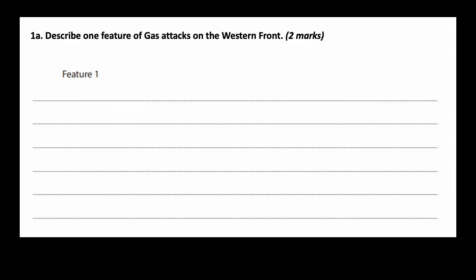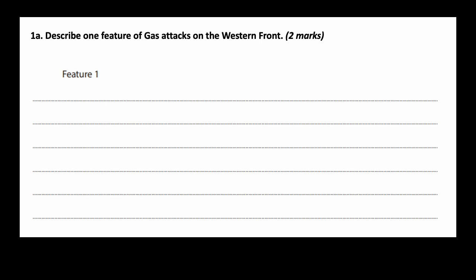Okay, so the actual question for 1A on your mock paper was describe one feature of gas attacks on the Western Front. Just make sure, as always, with the wording of the question, that you do understand what it is that it's asking you to do. So just take a few seconds to read it carefully. In this case, it's really straightforward, and it is only worth 2 marks. But make sure you understand what this is asking.